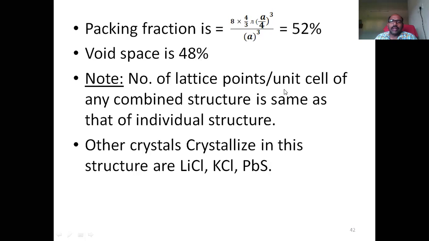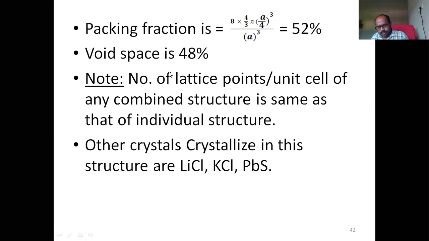The number of lattice points per unit cell of any combined structure is the same as that of the individual structures. Actually, the NaCl crystal structure is the combined structure of two FCC lattices. The number of lattice points per unit cell of FCC is 4. Similarly, here we are getting 4 lattice points per unit cell and 8 ions per unit cell. The other crystals crystallized in this structure are lithium chloride, potassium chloride, and lead sulfide.